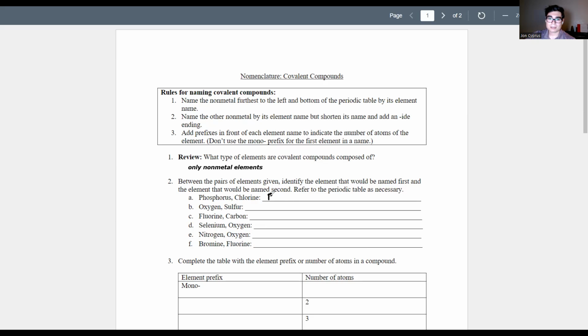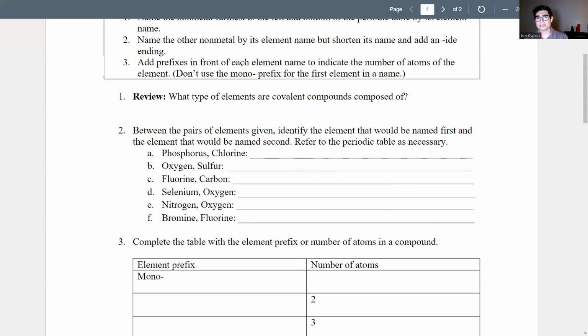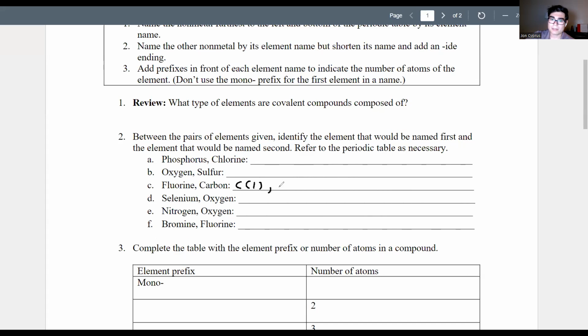So I'm going to put P and then I'm just going to put a 1 here. And then the Cl goes second. Oxygen and sulfur, right? They're in the same group. However, sulfur is further down. So the sulfur goes first and the oxygen goes second. Let me see if I can zoom in here a little. Much better. You should be able to see a little bit better now. Now, fluorine and carbon. Carbon is further to the left of fluorine. So carbon goes first and fluorine goes second.